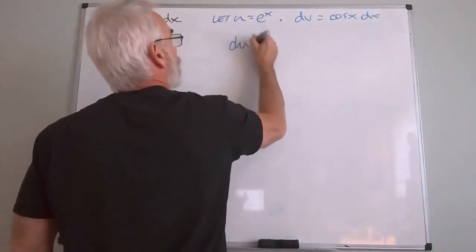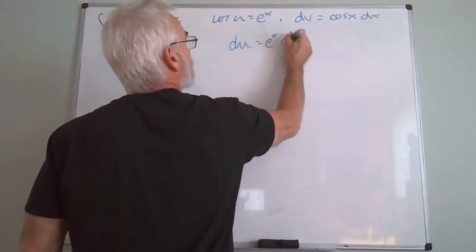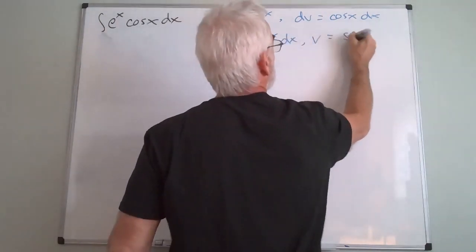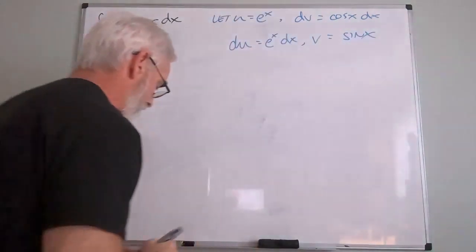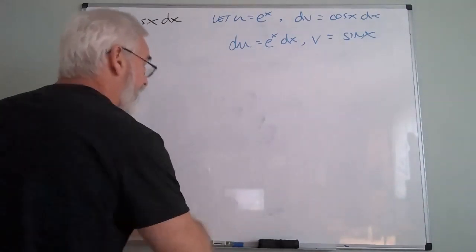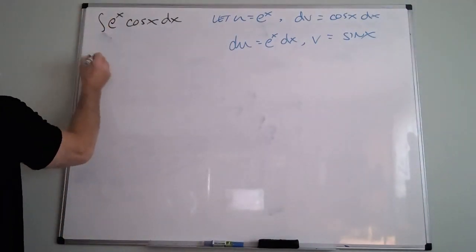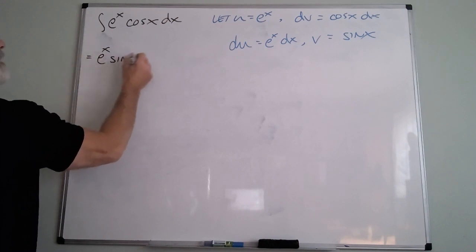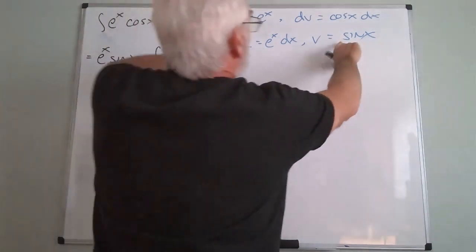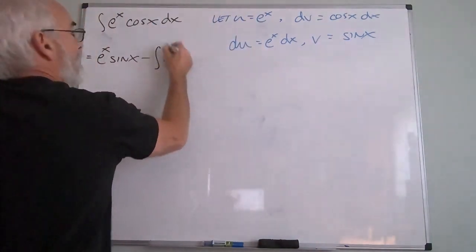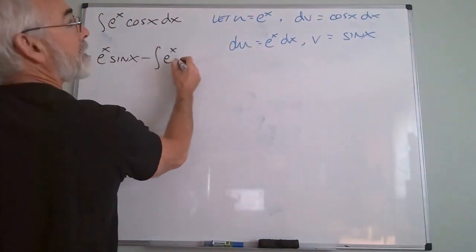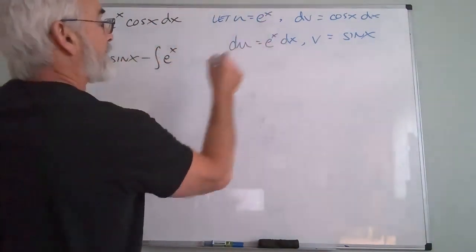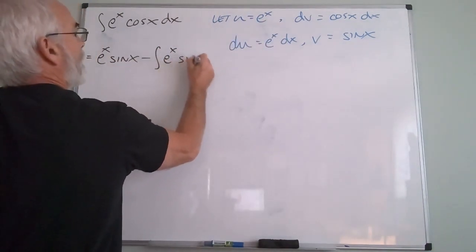Then my du is e to the x dx, and my v is the sine of x. Okay, so after one step, I'm going to get the integral of e to the x times the sine function minus the integral v du. So e to the x, right? So again, uv minus v du. Okay, so it's basically the same thing.